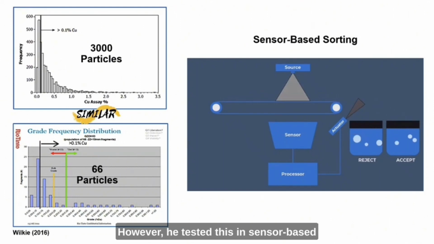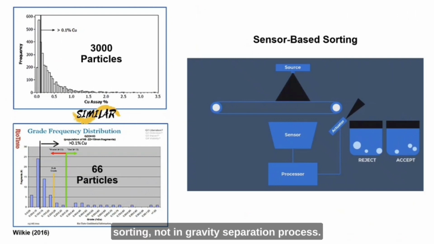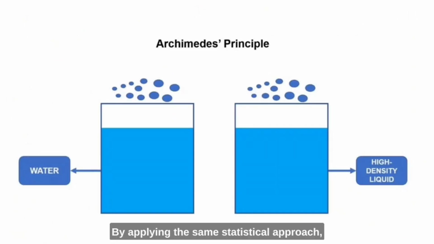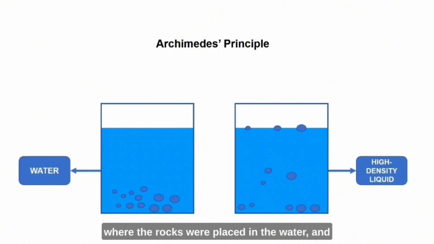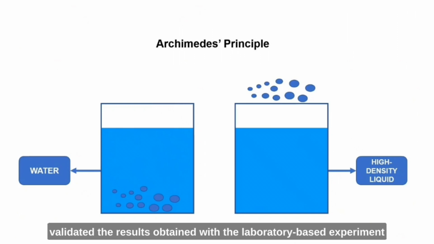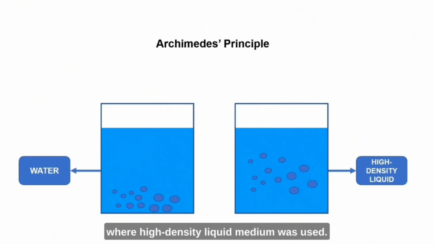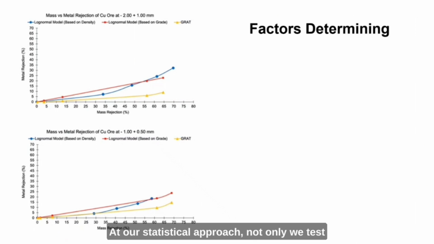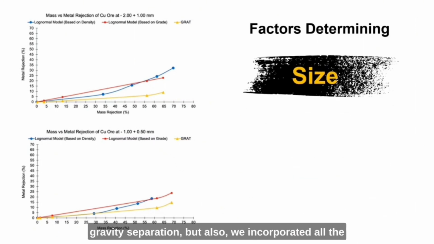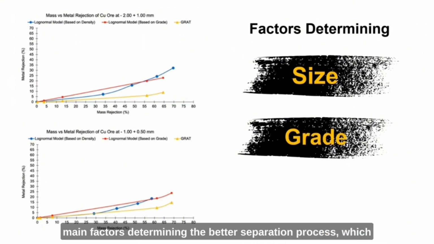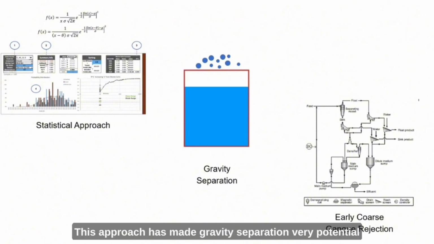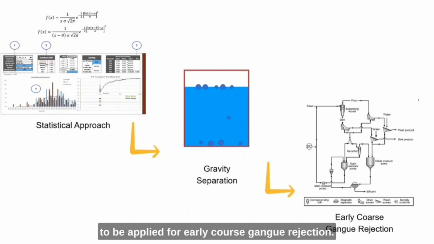However, this has been done for sensor-based sorting, not for the gravity separation process. By applying the same statistical approach, we then tested gravity separation using Archimedes' principle, where the rocks were placed in water, and validated the results obtained with a laboratory-based experiment where a high-density liquid medium was used. In our statistical approach, not only did we test gravity separation, but we also incorporated all the main factors determining a better separation process, which are size, grade, and density. This approach has made gravity separation very promising to be applied for early coarse gangue rejection.